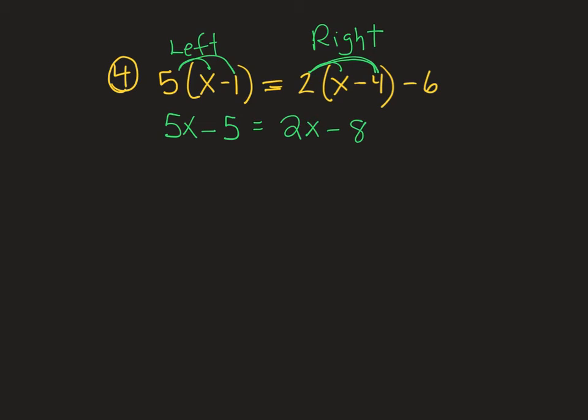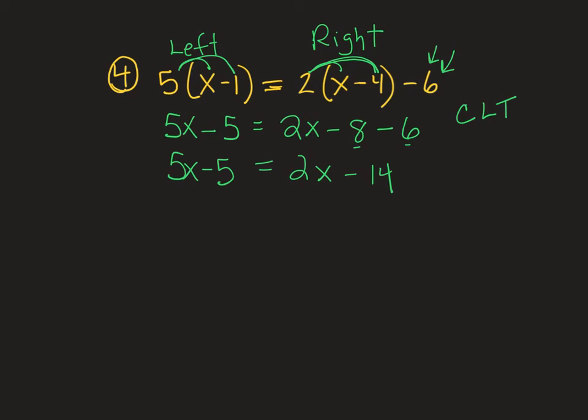But then there's this negative 6 out here. This negative 6 is not part of the distributive property. So I'm just going to have to drop it down. But what I will need to do is combine like terms. So I will need to take that negative 8 and that negative 6 and combine it to make a negative 14. The left side of the equation stays the same.